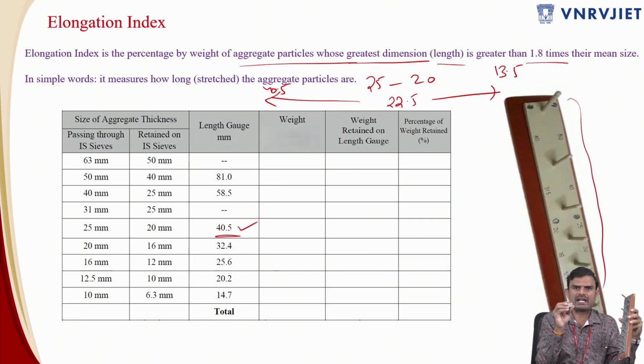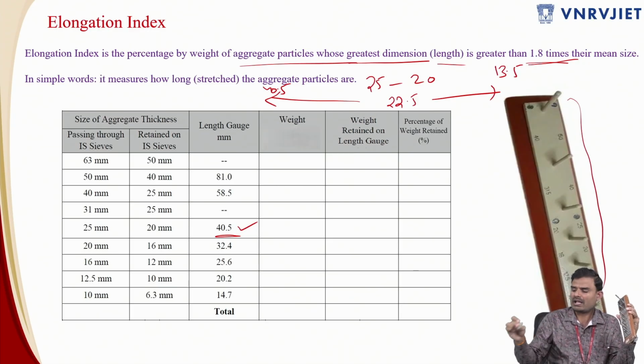Now we want to check whether this aggregate particle is also an elongated particle or not. When I pass it through the 25 to 20 mm length gauge, it passes through over here. But by definition, if its greatest dimension is greater than 1.8 times the mean, it should be retained. If your aggregate particle is retained over here, then it is treated as an elongated particle. If it passes easily through, it is not an elongated particle. This is basically a flaky particle only, but not an elongated particle.